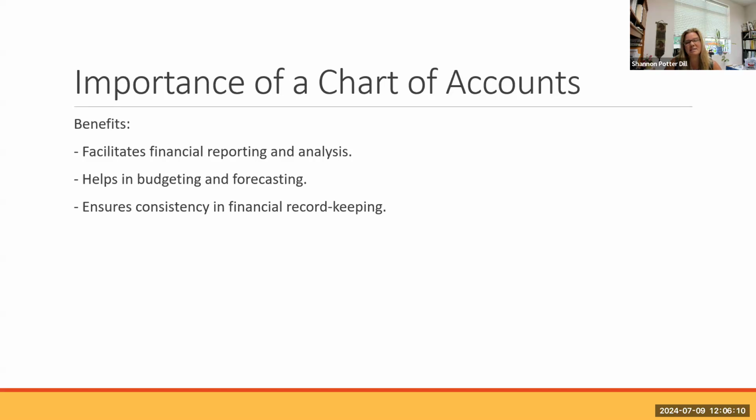It also ensures consistency in financial record keeping. So having a good chart of accounts and a good process really helps that consistency to be able to look back. And if you organize appropriately, you can very quickly find the information that you need. If you're asking, what did I spend last year on feed, or on utilities or insurance? Having that chart of accounts, you can click a couple buttons and you've got that information.